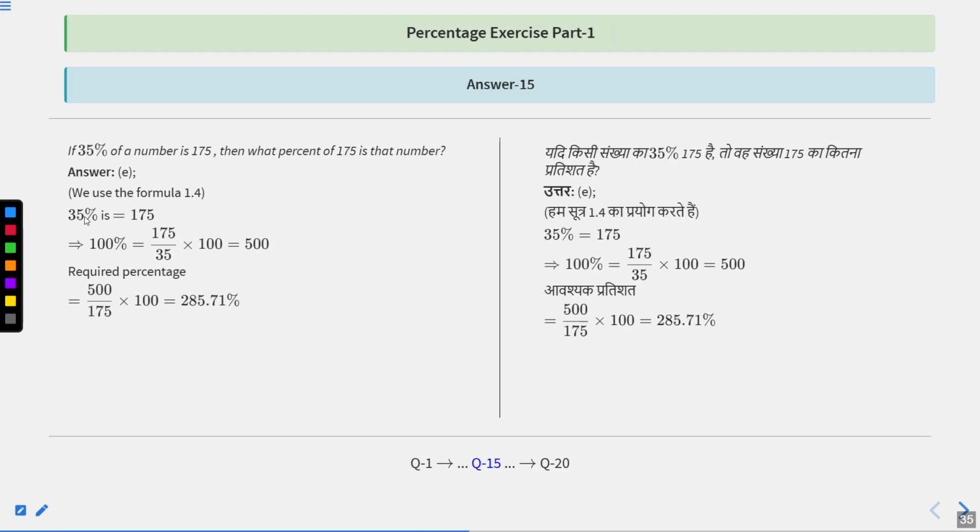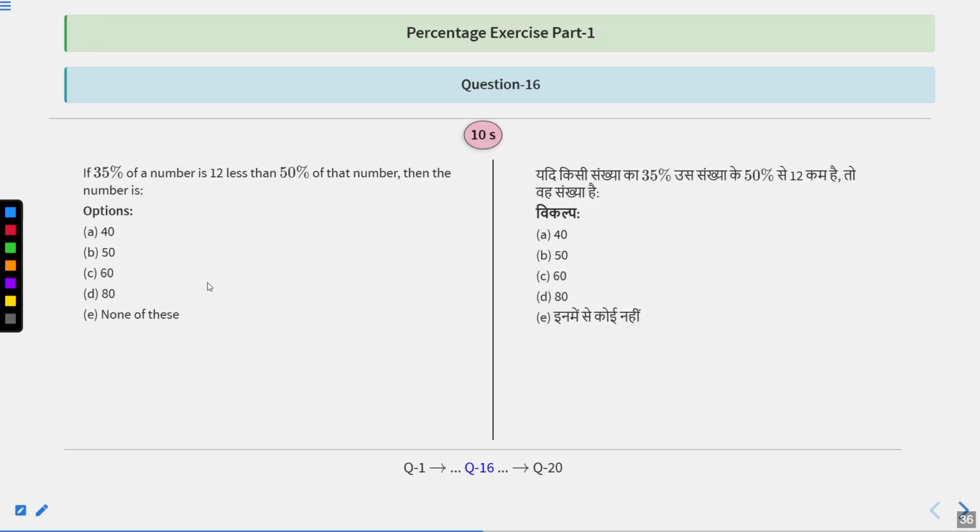The question says, 35% is equal to 175. So 100% will be 175 divided by 35 multiplied by 100. We get the real value, and the real value is 500. Now the question says, required percentage. So 500 upon 175 multiplied by 100, and when you calculate it, you get 285.71%. Okay. Next question.